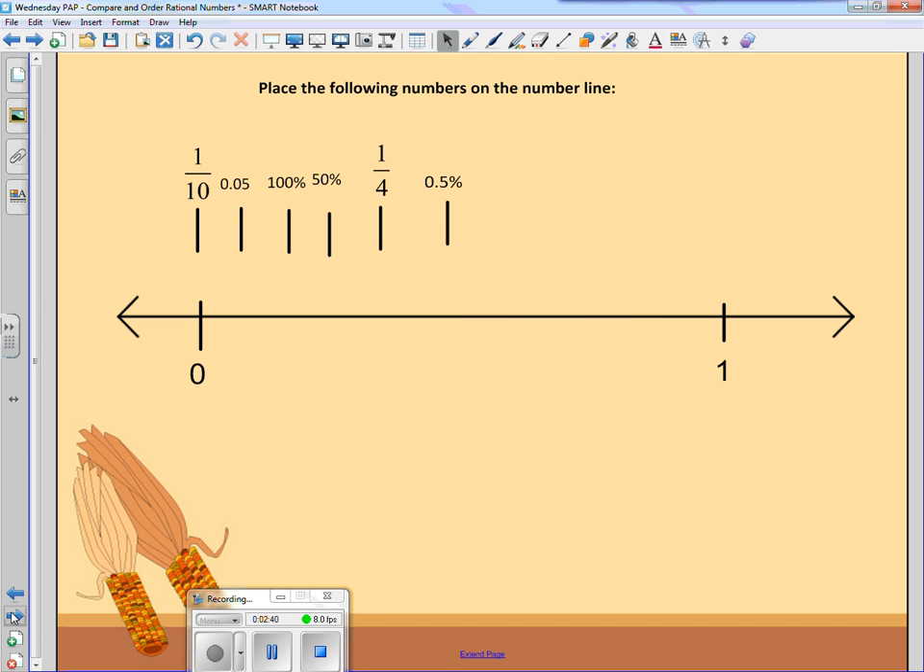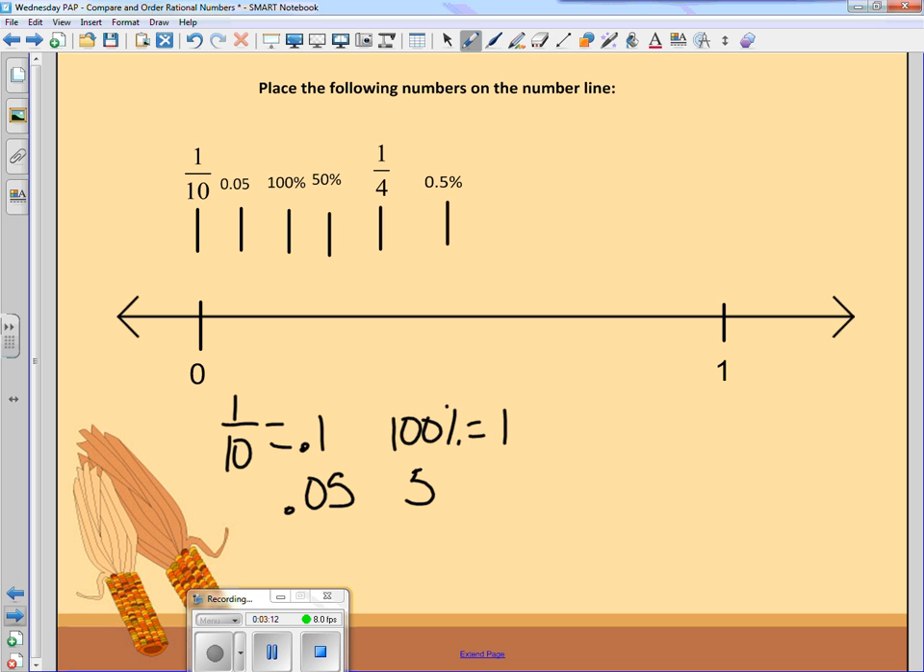Now, look at this one. We have decimals and percents and fractions. So what I would do is I would take each one of my numbers and I would convert it to a decimal or a percent. Let's convert them to a decimal. So if I have 1/10, that would be 0.1. Then I have 0.05 or 5/100ths. Then I have 100%, which is 1.